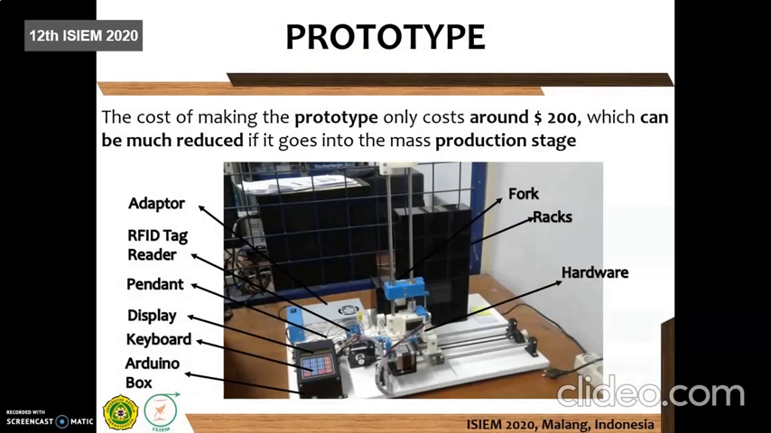After developing all aspects of the ASRS system, we made the prototype of the device along with the manual instruction book for the user to learn the product. Here is the prototype of the product. The cost of making the prototype and the manual book only costs around $200, which can be much reduced if it goes into the mass production stage.